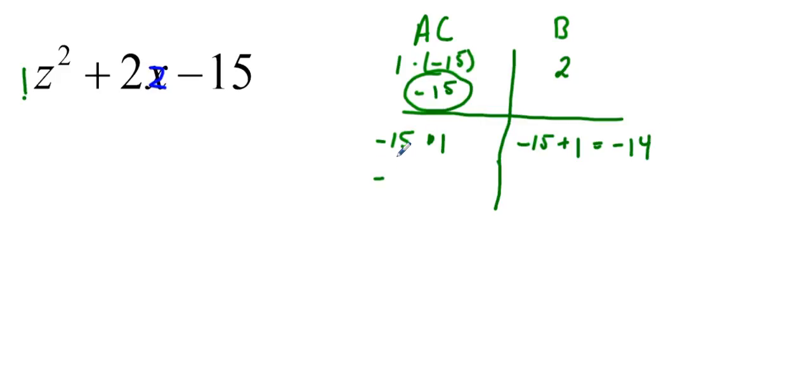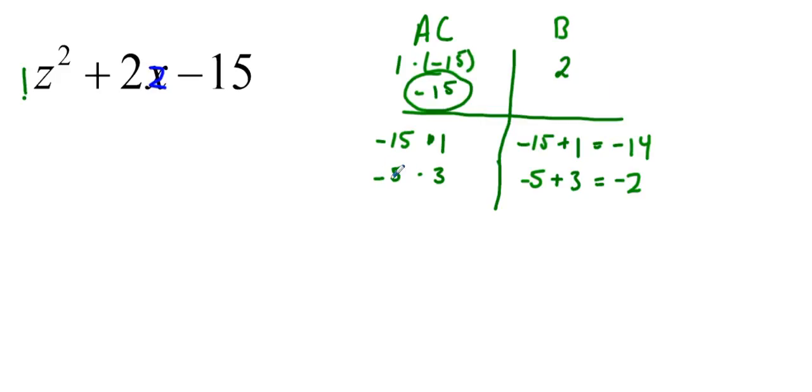Negative, what's the next one? No, 2, I think 3. If I have 3, it would be negative 5 times 3. That will give me negative 15. So negative 5 plus 3 is equal to negative 2. That's pretty close to 2.